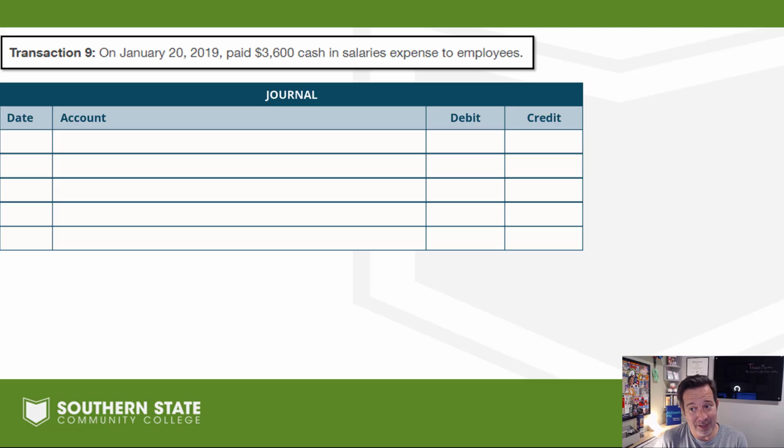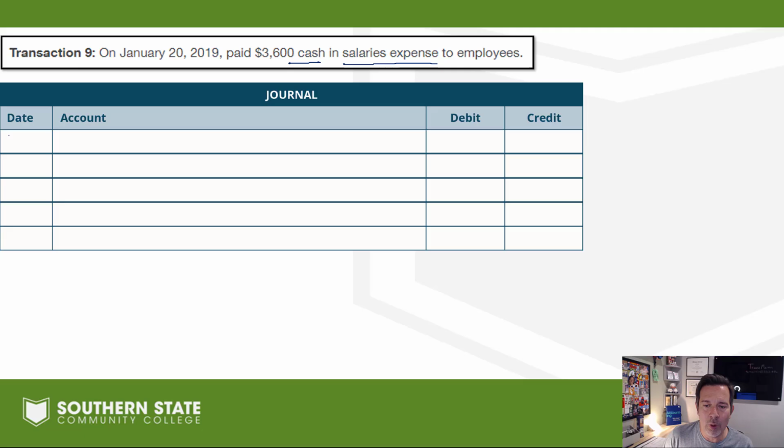Number 9. On January 20th, we paid $3,600 in salary expenses to employees. So we have our cash account involved. And we have a new account, salaries expense. Again, we already know how to handle an expense account. Salaries is just describing what the expense was. We could have 1,000 different expense accounts. The first word is describing what the expense was, what the nature of it was. In that case, we have salaries that we had paid.